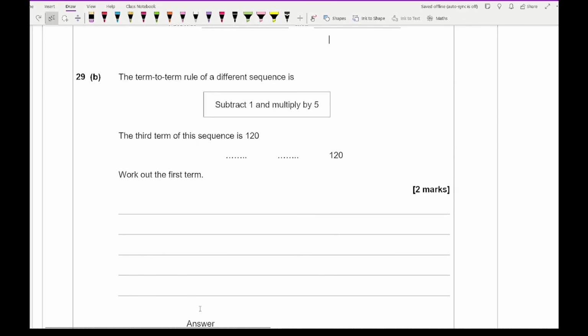Moving on to question 29b, it says the term-to-term rule of a different sequence is subtract 1 and multiply by 5. The third term of the sequence is 120. Work out the first term. So to go in this direction, I need to take away 1 and times by 5. But if I want to go in the opposite direction, I need to do the opposite of this in the opposite order. So the opposite of multiplying by 5 is dividing by 5, and the opposite of taking away 1 is adding 1. So 120 divided by 5 is 24, and plus 1 gives me an answer of 25.